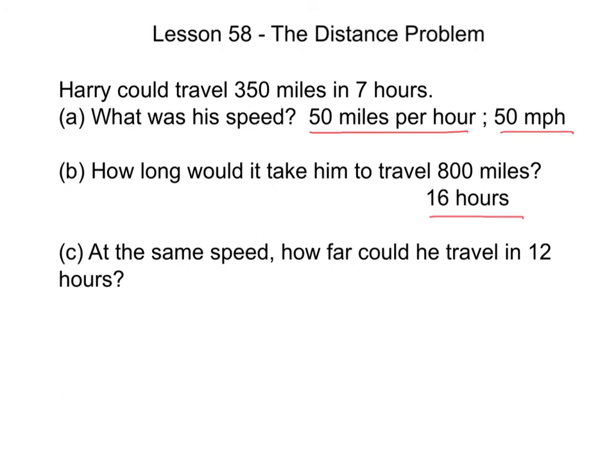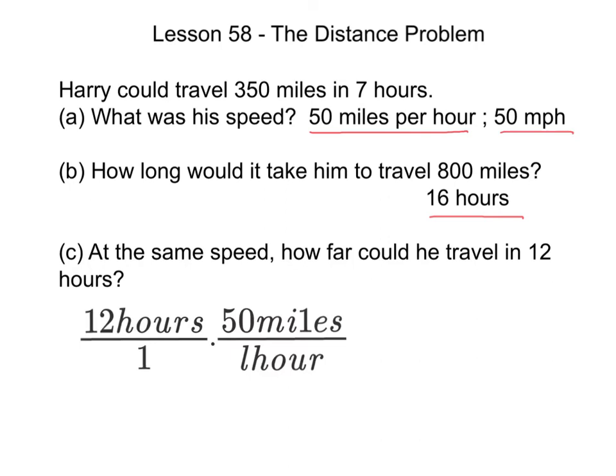Now for the third question. At the same speed, how far could he travel in 12 hours? Again, we write down what we have, which is 12 hours, and we put that over 1. And then we decide which rate could we use in order to cancel the hours and be left with miles. I've chosen to put 1 hour in the denominator and 50 miles on top. Then my hours will cancel, leaving just miles, which is what I wanted. In order to work this problem, we need to do 12 times 50, which gives us 600 miles.